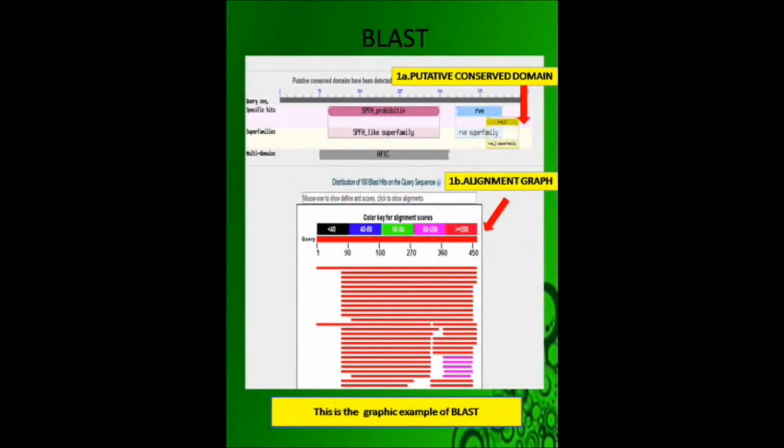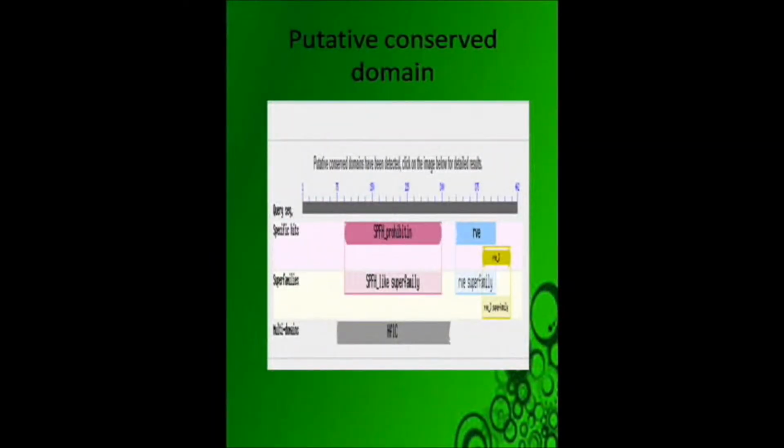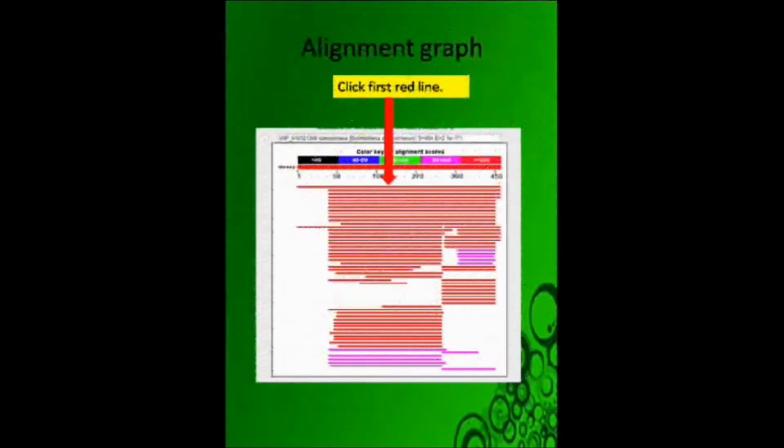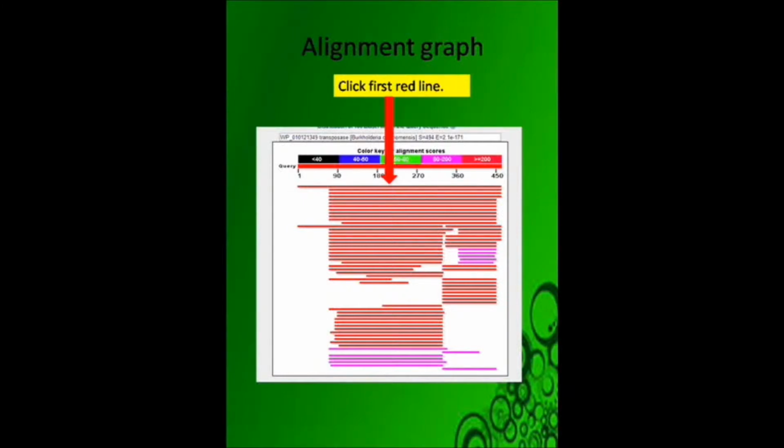After that, you will get graphic of BLAST which look like this. From the graphic, we can have putative conserved domain on the top, and below is the alignment graph. This is the putative conserved domain, and this is the alignment graph. You need to click the first red line to get the conserved domain.